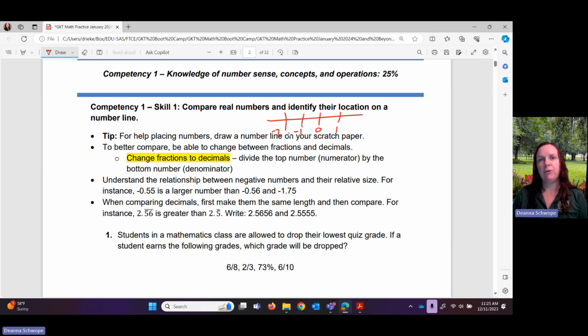Another thing you need to remember, if you are one of those people that has this fear of fractions, which a lot of people do, change your fractions to decimals. You can divide the top number, numerator, by the bottom number, denominator, and you can change them to decimals. Yes, if the answers are in fractions, you're going to have to kind of do the same thing for those so you can make some reasonable guesses on your questions, but it makes it a lot easier and you can use your calculator. Understanding the relationship between negative numbers, also being able to compare decimals, make sure they're the same amount of decimal points after the decimal so you can compare them.